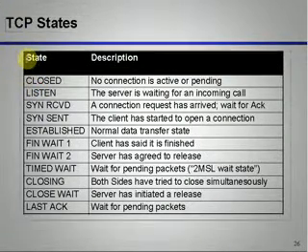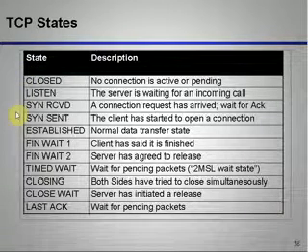TCP states. State description. CLOSED: no connection is active or pending. LISTEN: the server is waiting for an incoming call. SYN RCVD: a connection request has arrived, wait for ACK. SYN SENT: the client has started to open a connection. ESTABLISHED: normal data transfer state. FIN WAIT 1: the client has said it is finished. FIN WAIT 2: the server has agreed to release. TIME WAIT: wait for pending packets, the 2 MSL wait state. CLOSING: both sides have tried to close simultaneously. CLOSE WAIT: the server has initiated a release. LAST ACK: wait for pending packets.